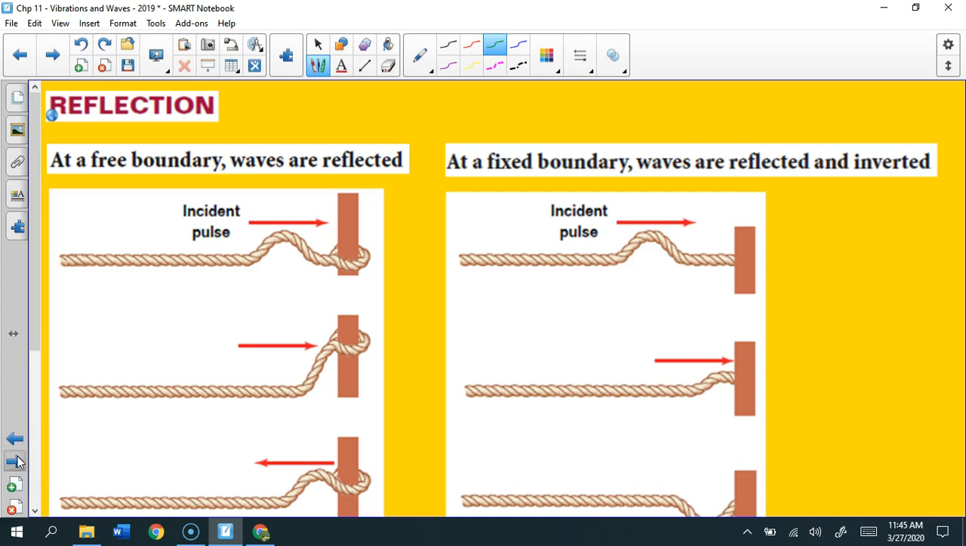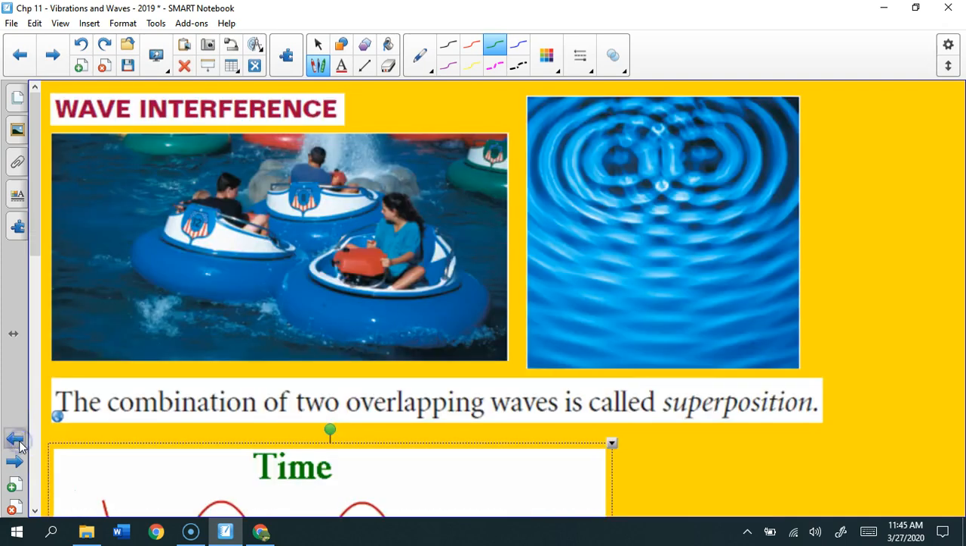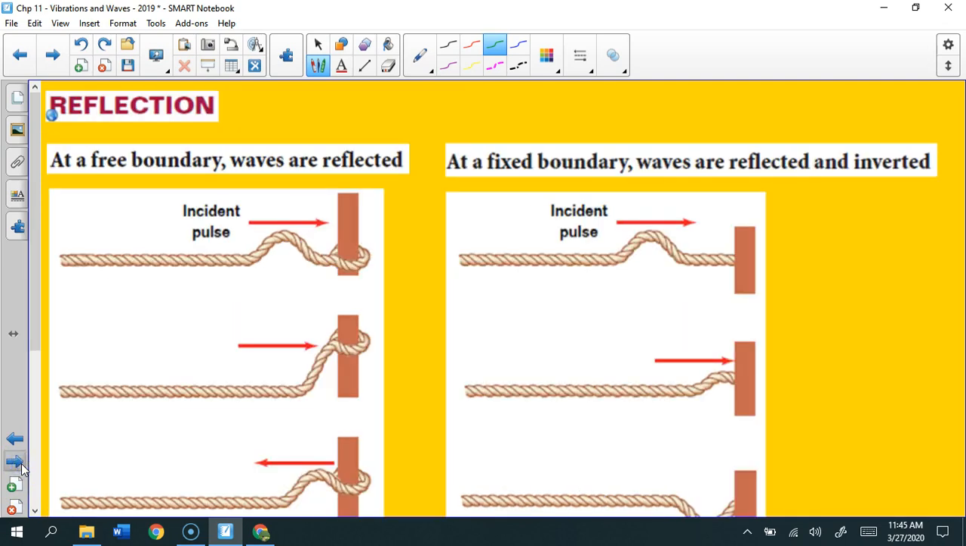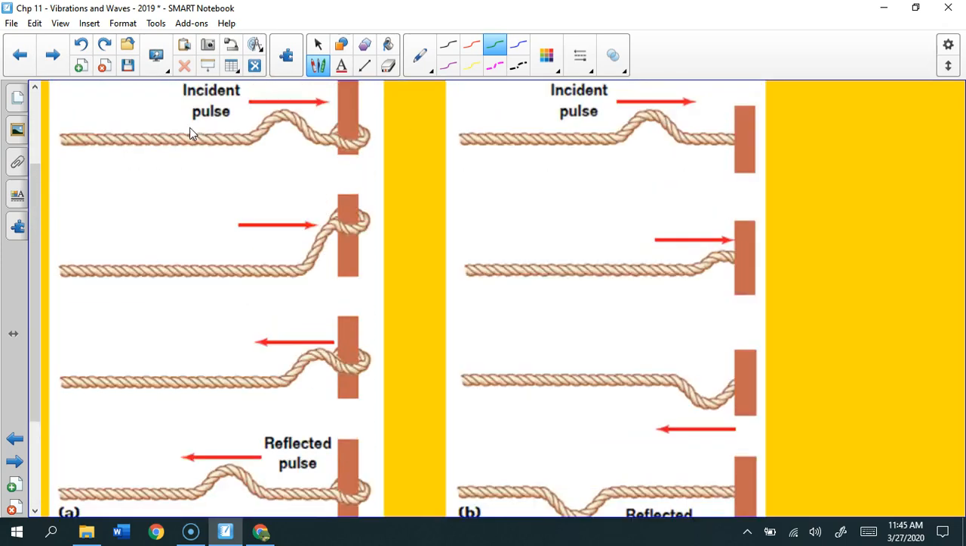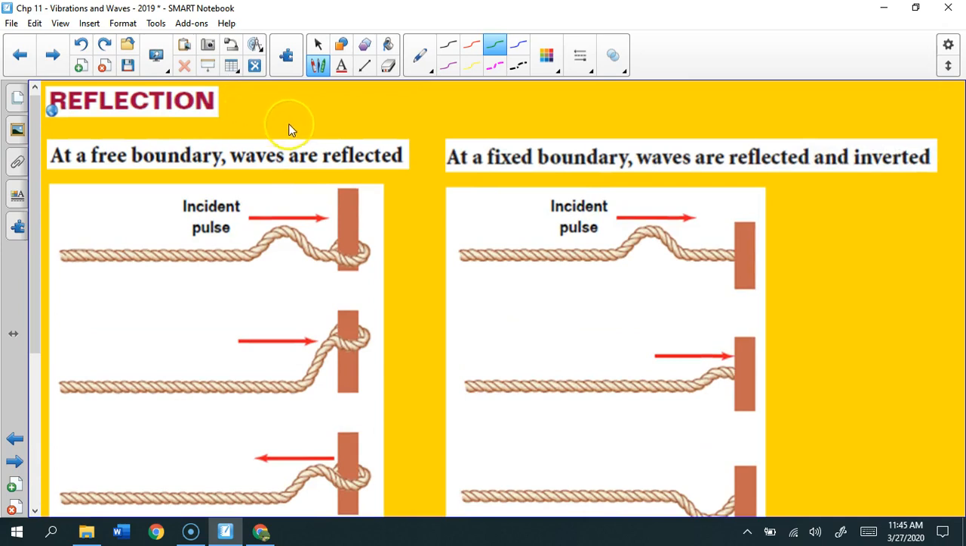Now, we're going to talk about a second kind of behavior. So first we talked about wave interference, what happens when two waves hit one another. Now we're going to talk about a different behavior, which is called a reflection. For reflections, you need to remember two things. Number one, you can have what we call a free boundary, so right over here, free boundary, or you can have a fixed boundary.